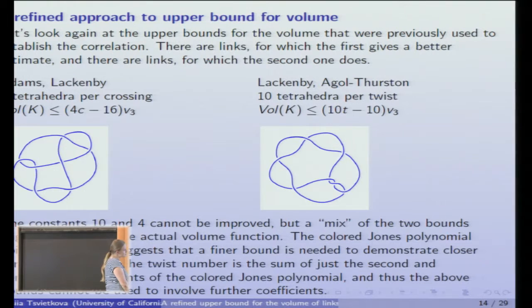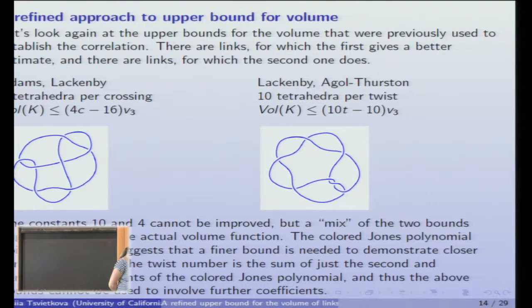And so let's look again at these upper bounds for the volume that were previously used to establish the correlation. There are actually links for which the upper bound in terms of crossing number works better. For example, for this one, it works better because there are many short twists. And then there are links for which the second one works better. That one gives a better number for this link because we have long twists, two long twists, which would become six crossings, right?